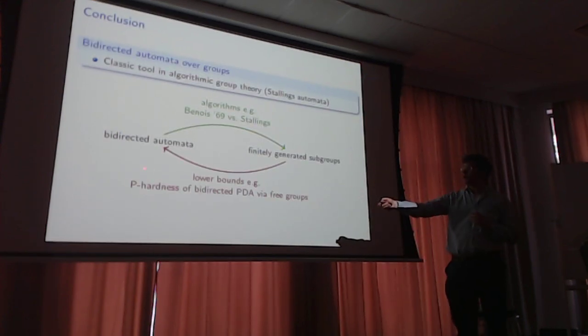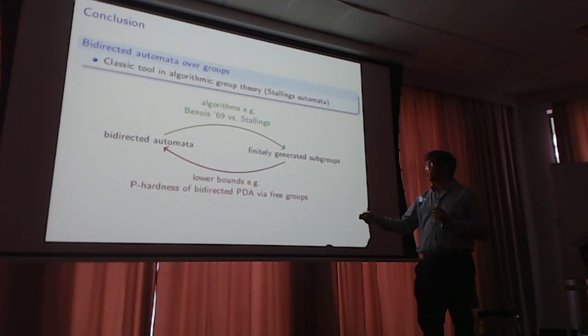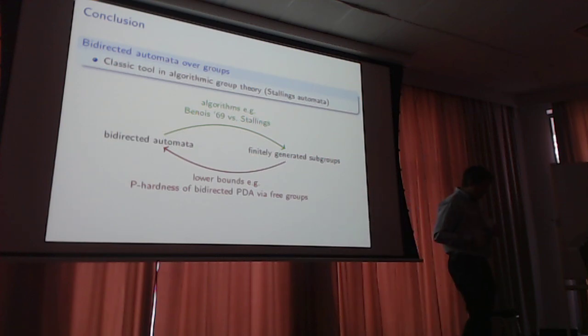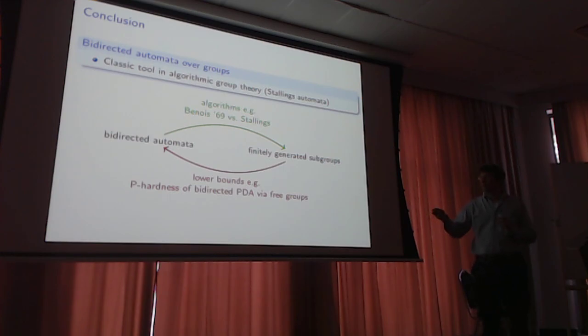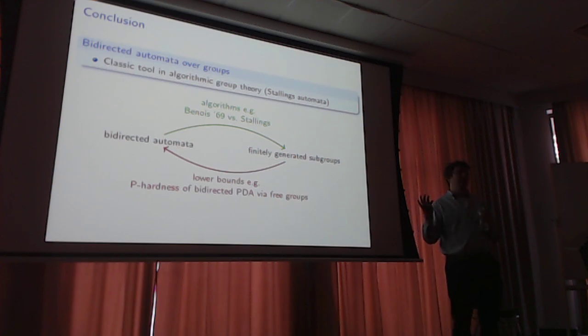So for example, to show P-hardness of bidirected pushdown automata, you can use the known fact that subgroup membership in free groups is known to be P-hard. This was surprisingly hard to get, because for P-hardness of PDA reachability, the typical techniques using circuit evaluation don't work at all. The PDAs you get are necessarily very non-deterministic, because you guess the path of your polynomial time computation with a lot of non-determinism and backwards, and you only make sure that in the end everything worked if you guess correctly.